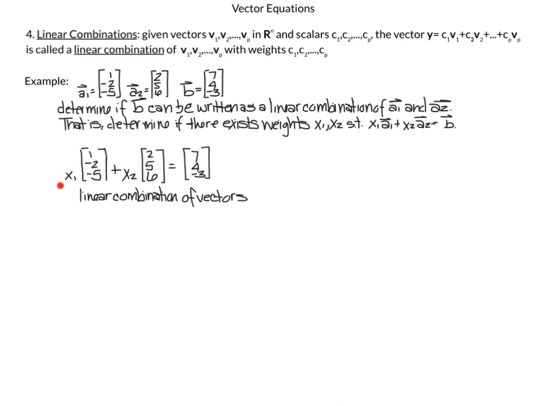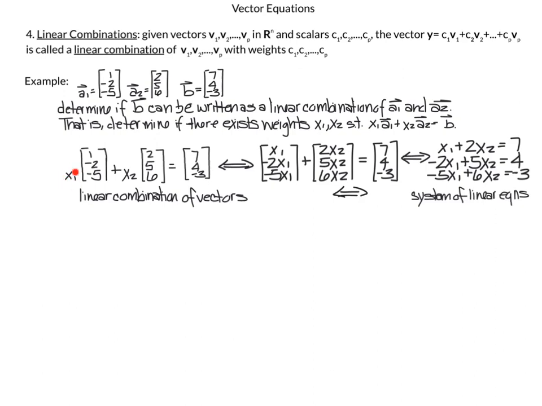My x1, my first coefficient, times my vector a1, 1, -2, 5, plus x2 times my vector a2, which is 2, 5, 6, equals my vector b, which is 7, 4, -3. So we're looking to see if b is a linear combination of the vectors 1, -2, 5 and 2, 5, 6. Writing this out, I can multiply my scalar x1 times my vector, so I get x1, -2x1 and 5x1. I can multiply x2 times my vector 2, 5, 6 and get 2x2, 5x2 and 6x2, equals 7, 4, -3.